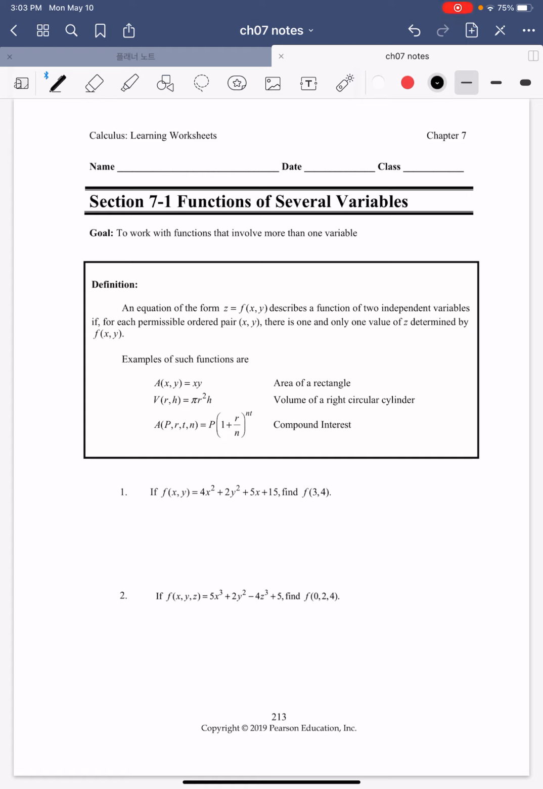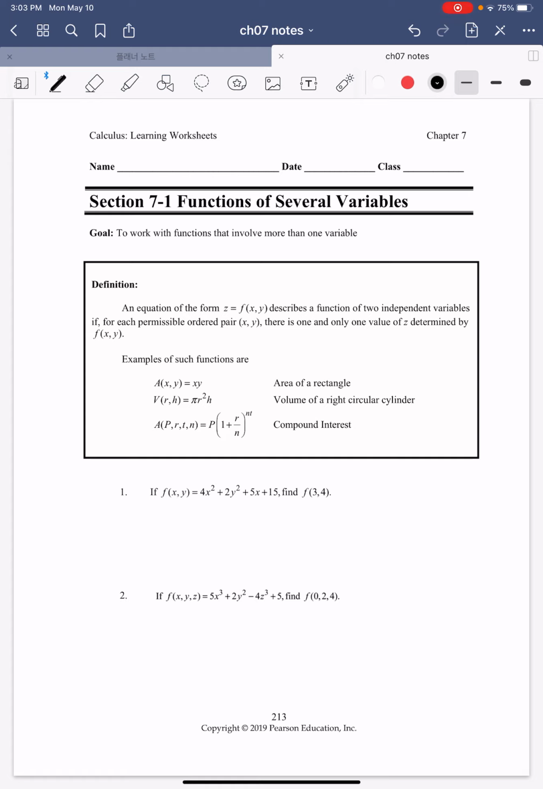Here are some examples that involve two variables. Area of a rectangle: we have x times y, length times width, two different variables. Volume of a right circular cylinder: we have r, radius, and height. Those are two different variables. And then, of course, pi, 3.14.